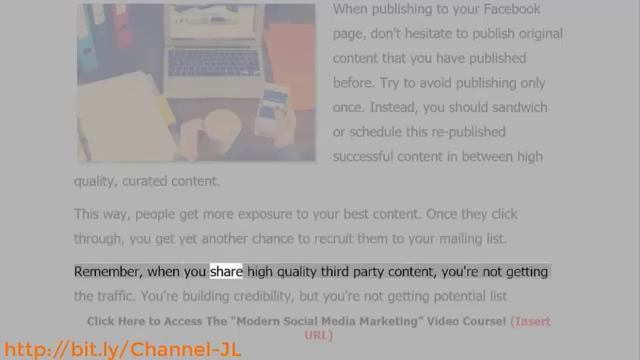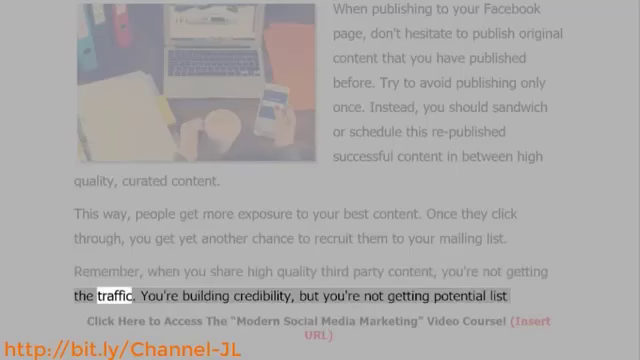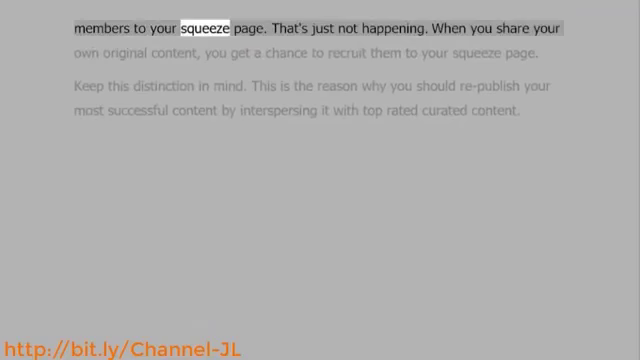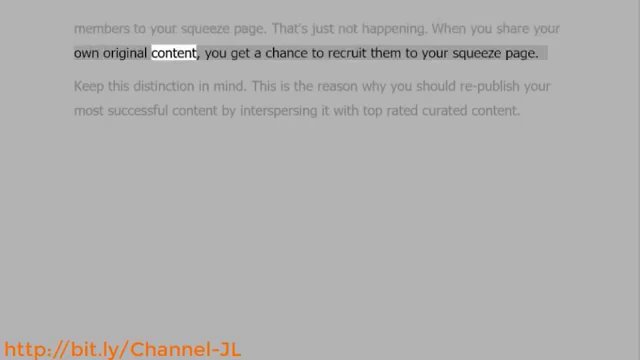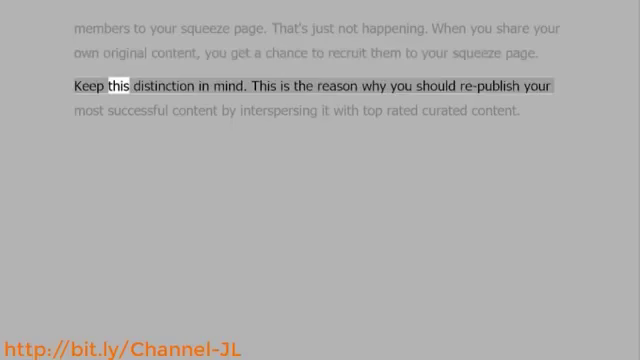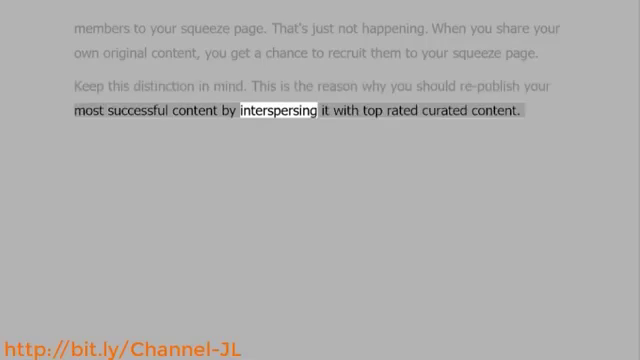Remember, when you share high-quality third-party content, you're not getting the traffic. You're building credibility, but you're not getting potential list members to your squeeze page. That's just not happening. When you share your own original content, you get a chance to recruit them to your squeeze page. Keep this distinction in mind. This is the reason why you should republish your most successful content by interspersing it with top-rated curated content.